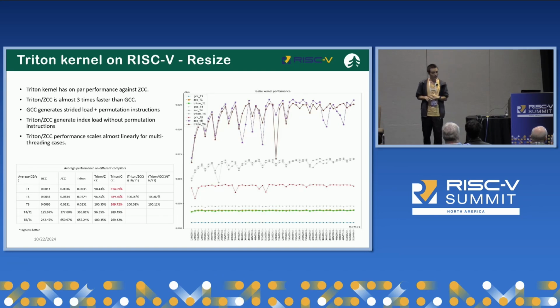Okay. And for multi-threading, we can see only Triton and ZCC scale linearly, but for GCC, the performance of the multi-threaded version is very bad. Okay.